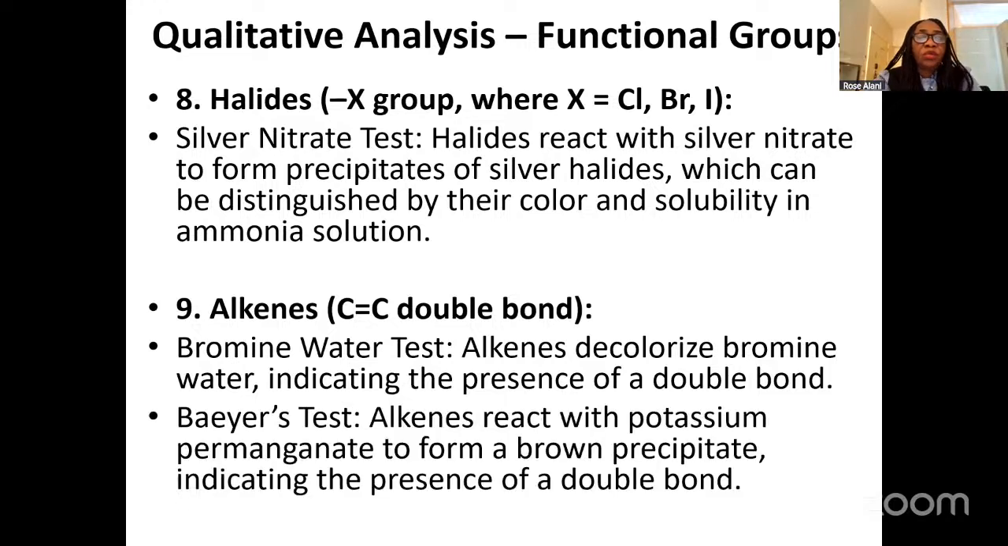So we also have alkenes. You can identify alkenes using the bromine water test. Alkenes decolorize bromine water, and this indicates the presence of a double bond. We also have Baeyer's test for alkenes. Alkenes react with potassium permanganate to form a brown precipitate, indicating the presence of a double bond.